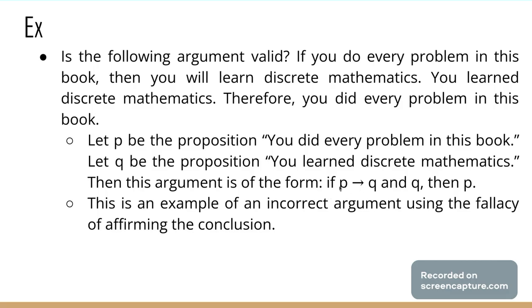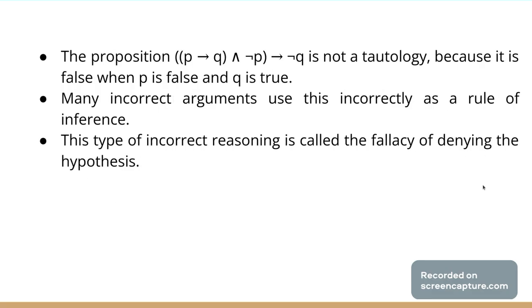Modus ponens was what? P implies Q and P. Here it is not P, here it is Q. So it does not imply P. This is the fallacy of affirming the conclusion. So the conclusion does not follow. It is a fallacy. Okay, we're looking at another fallacy.